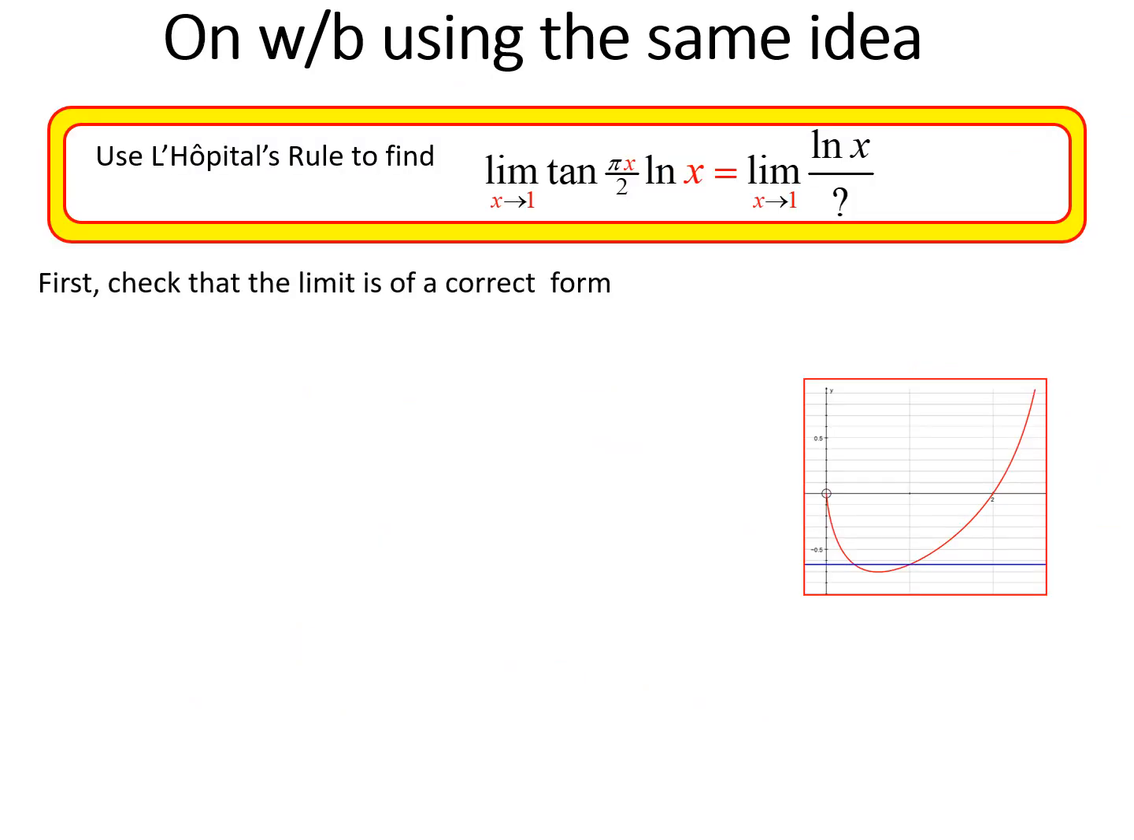Okay, last one for you to have a go at on your whiteboard with the same idea. Again, it's not a quotient, so you're going to have to change that to ln x over something that's not tan pi theta over 2. What's 1 over tan? I wonder. Right, so have a go using cot and see what you make of that one. Pause the video.